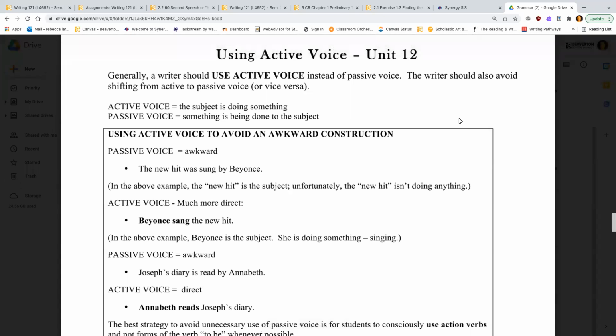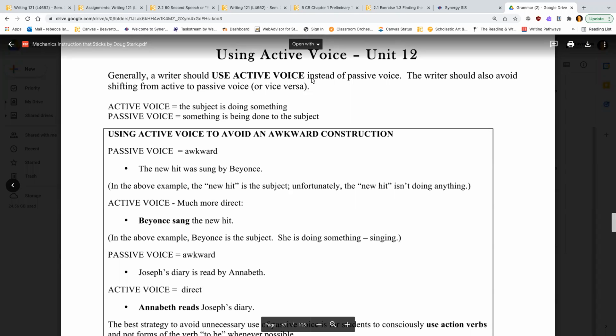Okay, we're going to be discussing using active voice. So we're here in Unit 12, and active voice is something that I think a lot of students struggle with, and so it is important to include here. So generally, a writer should use active voice instead of passive voice.